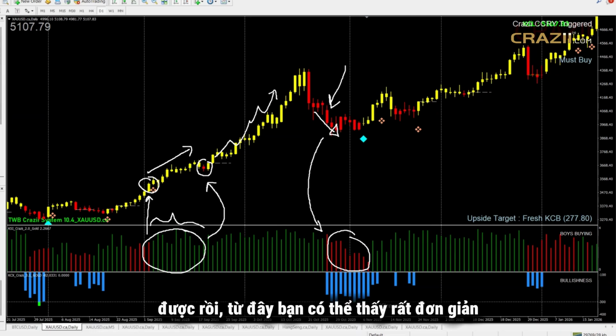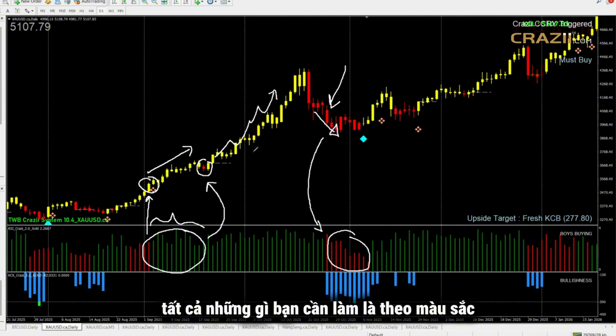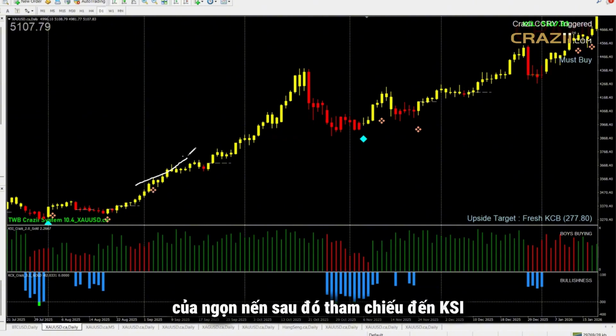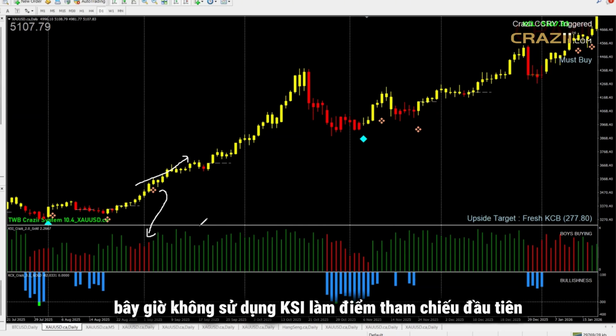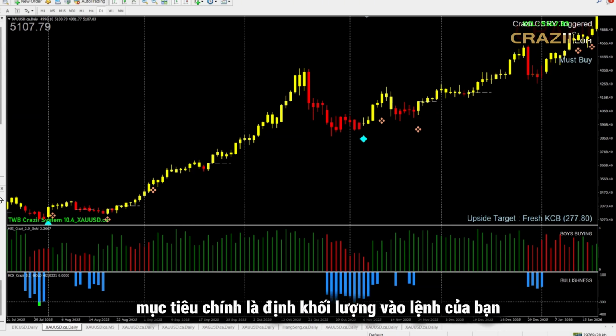All right, so from here itself, you can see it's very simple. All you need to do is to follow the color of the candle, then make reference to the KSI. Now, do not use the KSI as the first reference point, then go back to the candle. That's incorrect because the KSI primary objective is for your sizing purposes.